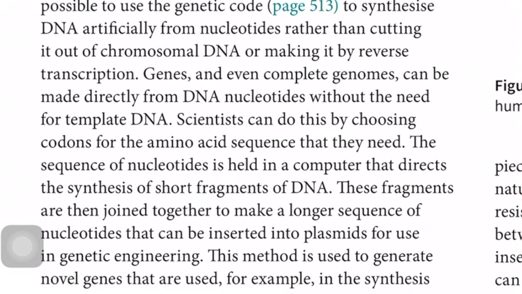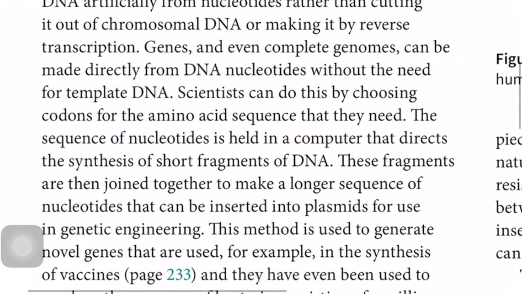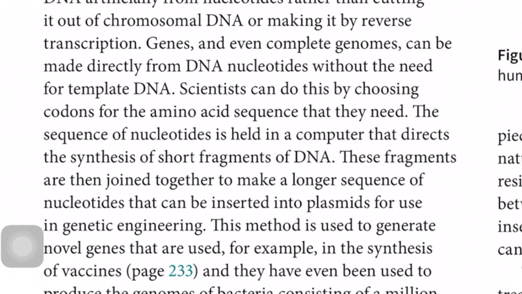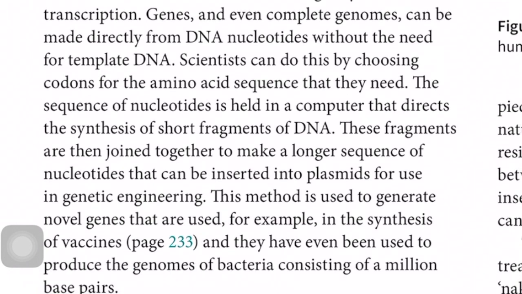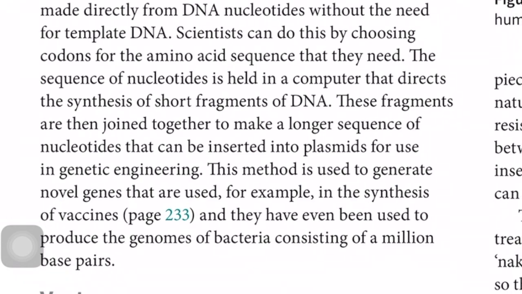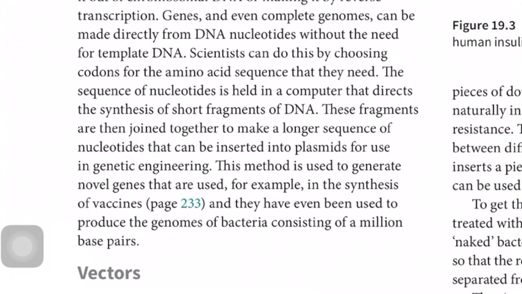So we do not need template DNA. Scientists can do this by choosing codons for the amino acid sequence they need. The sequence of nucleotides is held in a computer that directs the synthesis of short fragments of DNA. These fragments are then joined together to make a longer sequence of nucleotides that can be inserted into plasmids for use in genetic engineering. Plasmid is a vector. We will know what a vector is later.